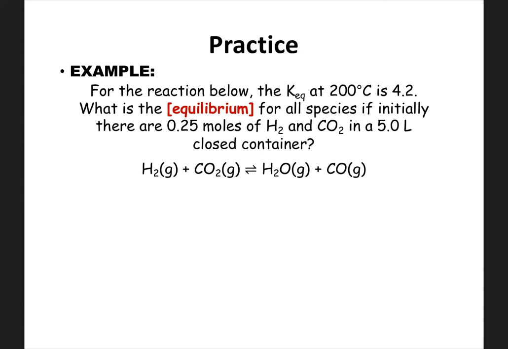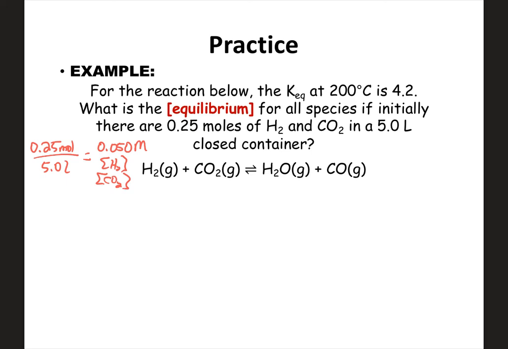The first thing I got to be careful of is that they gave me the moles of H2 and CO2. I cannot use moles. I have to use concentration here. So they did give me the liters, so I can quickly find the concentration. That's something you want to watch out for. You can't put moles into your ice table. So I have 0.25 moles of each of these, and it's in a 5-liter container. So when I do the math here, I get 0.050 molar for the concentration of the H2 and the concentration of the CO2 initially based on what they told me in the problem.